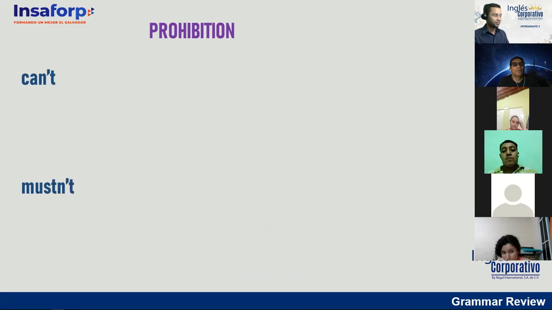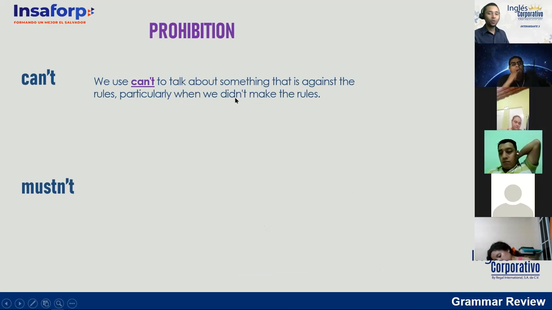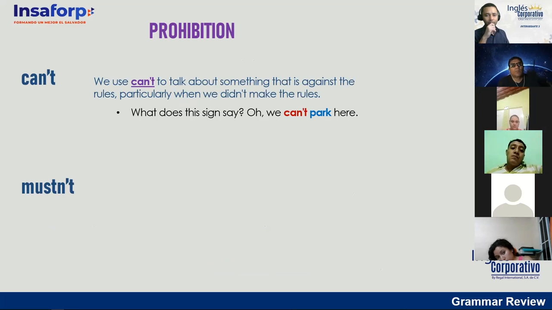Prohibition. Can't. We use can't to talk about something that is against the rules, particularly when we didn't make the rules. Example, what does this sign say? Oh, we can't park here. Eso es lo que dice, que no nos podemos parquear. We can't park here.